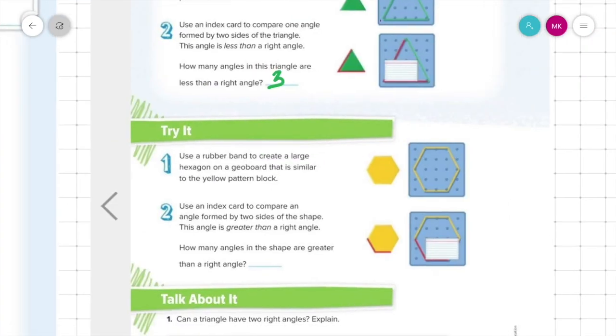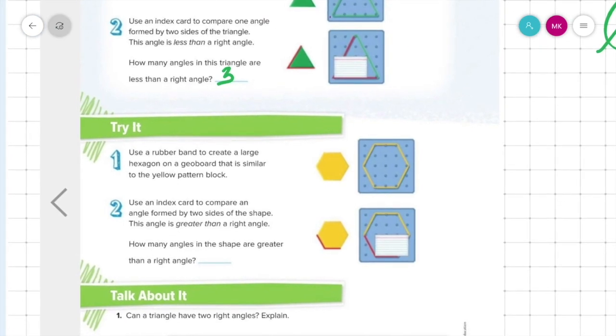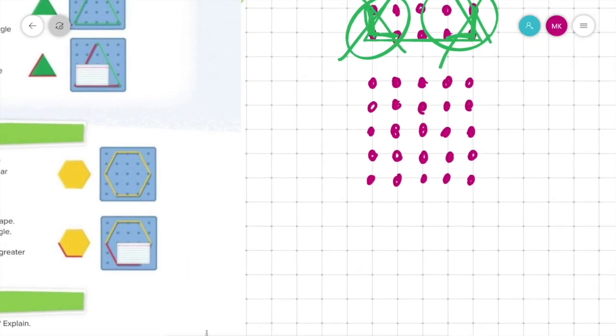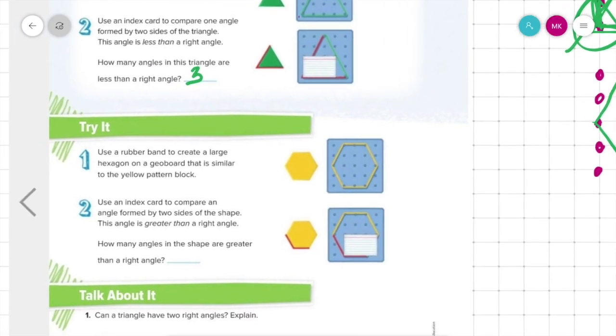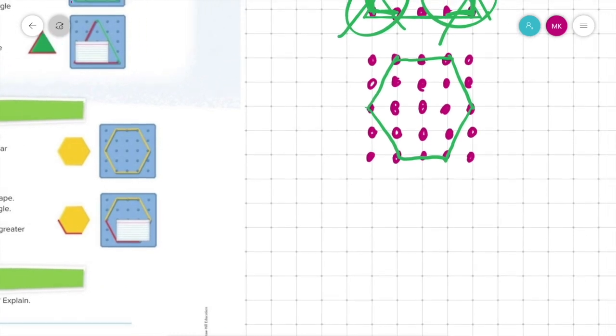Our next, try it. Use a rubber band to create a large hexagon on the geoboard that is similar to the yellow pattern block. Let's do that now. So they are suggesting we go like this, then we go across, then we go down, then we go down. Okay. Use an index card to compare the angles formed.